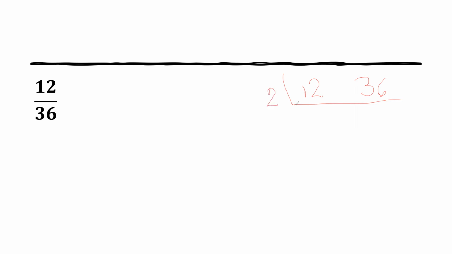Gawin muna natin yon. So 12 divided by 2, 6. 36 divided by 2, that will be 18. That's 6 and 18. Meron pa ba? 3 po. Pwede natin i-3. Diba? So we have 6 divided by 3, 2. 18 divided by 3, that will be 6. Meron pa ba?